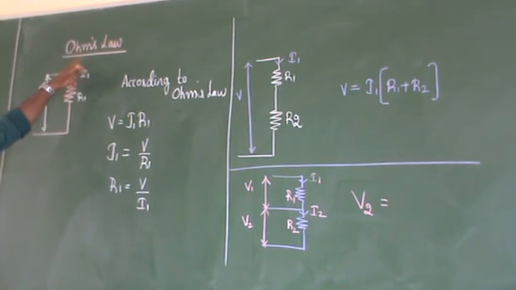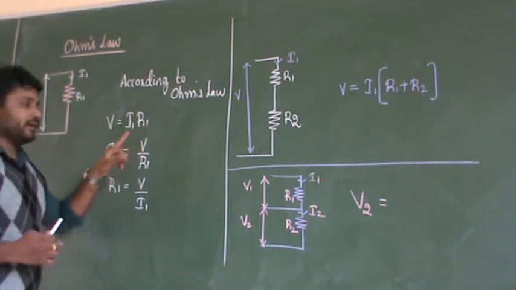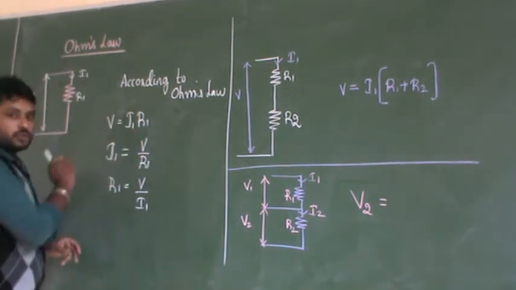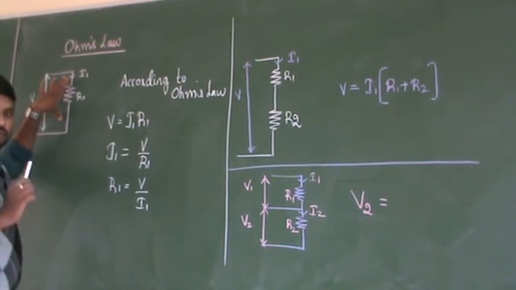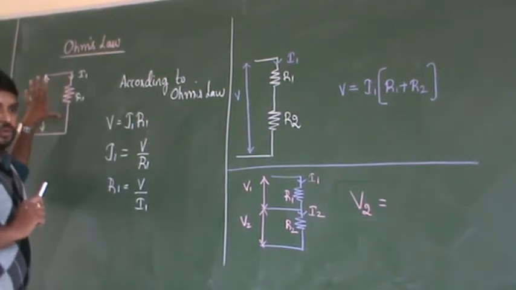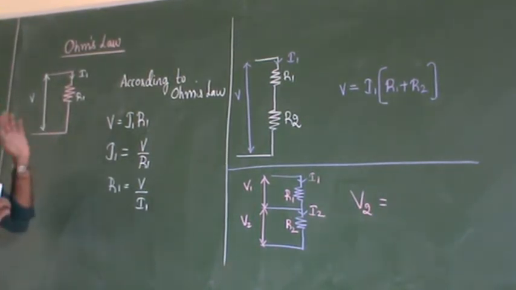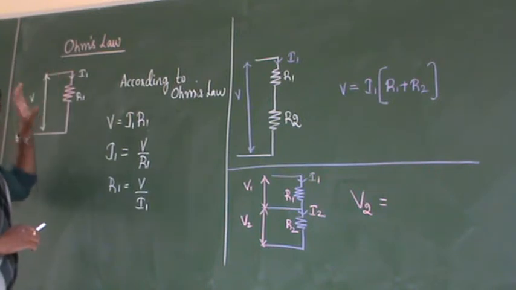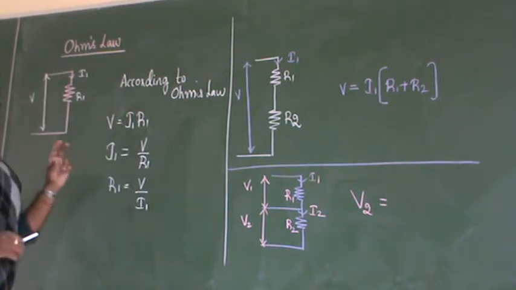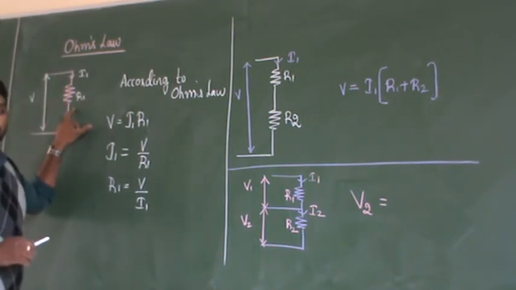So we all know that Ohm's law is given by V = IR. V = IR. So how did you get this V = IR? This is a simple circuit, where only one resistor has been connected to the voltage source. Now how to write the equation? The voltage V across the resistor will be equal to the product of the current flowing through the resistor and the value of the resistor.